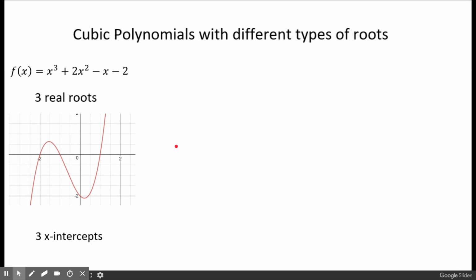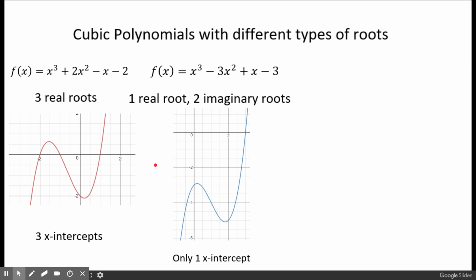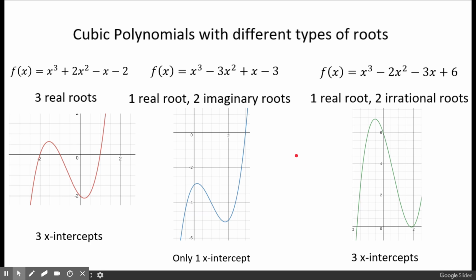All right, let's look at some cubic polynomials with different types of roots. So here's a cubic polynomial with 3 real roots, so we know we have 3 x-intercepts. This next one, we have 1 real root and 2 imaginary roots. So if they're imaginary, they don't cross the x-axis at all. So here's our x-axis, we only cross once. And this last one, the only other scenario we have left, is a cubic polynomial with 1 real root and 2 irrational roots. And irrational roots cross the x-axis. So if this is the case, we're going to have 3 x-intercepts.